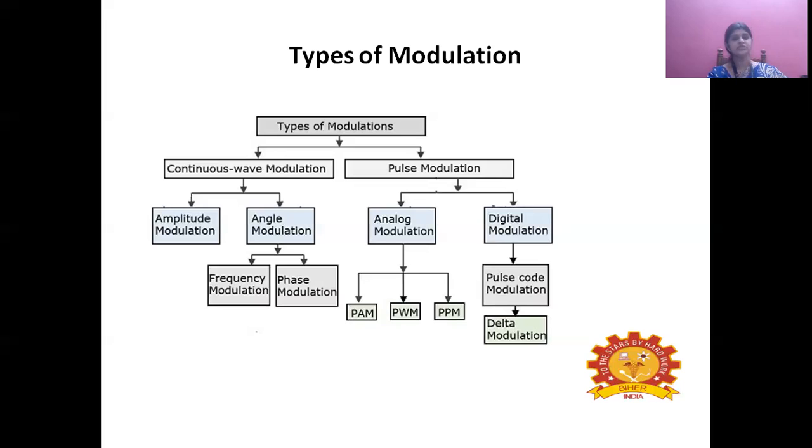So next one is the digital modulation. In the digital modulation, your information or the message signal will be in the form of ones and zeros, and the carrier signal will be a sinusoidal waveform. So the various categories of digital modulation are pulse code modulation, and the other one is called the delta modulation. The pulse code modulation is nothing but a method of converting analog into digital.